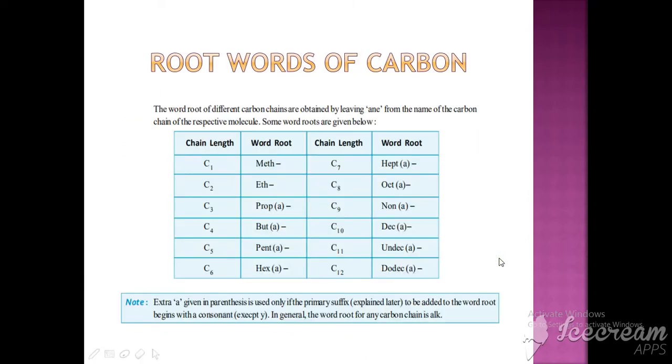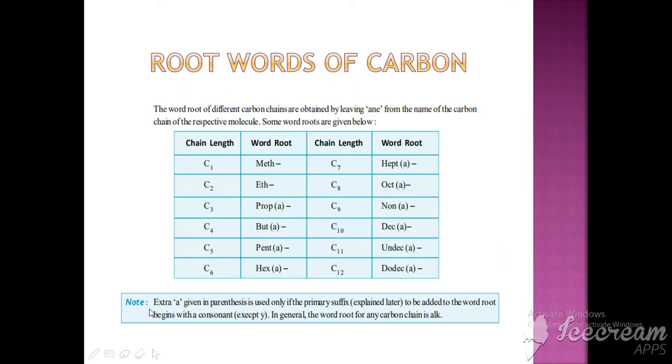Now we are going to deal with the root words of carbon. If a chain has only one carbon, it is known as meth. 2 carbons eth, 3 carbons prop, then but, pent, hex, hept, oct, non, dec. Basically we used to study till here only, but let us take 2 more. It is undec and dodec for 11 and 12 carbons respectively.